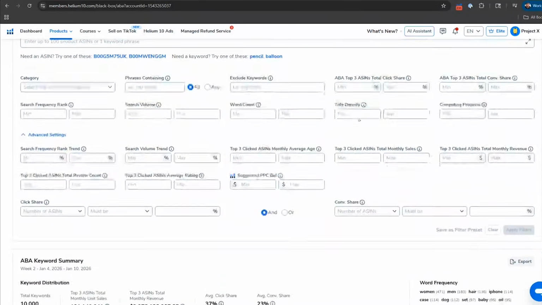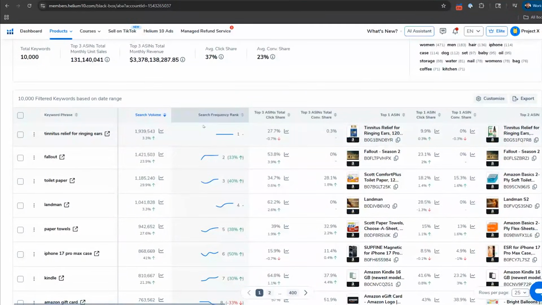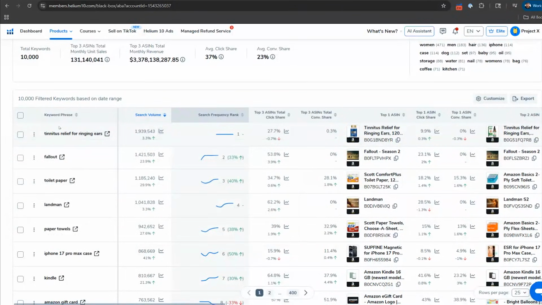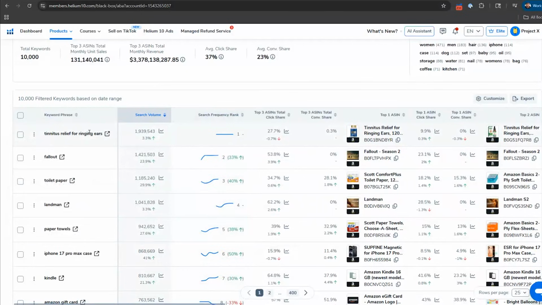If I don't select anything, it's just going to show me the top keywords. Somehow the most searched thing in all of Amazon a couple weeks ago was tinnitus relief for ringing ears. I don't even know what that is. I don't have ringing ears, thank goodness, but if I did, I guess I'd be searching for tinnitus relief. But that was actually last week the most searched keyword in all of Amazon. The second most searched keyword was Fallout.